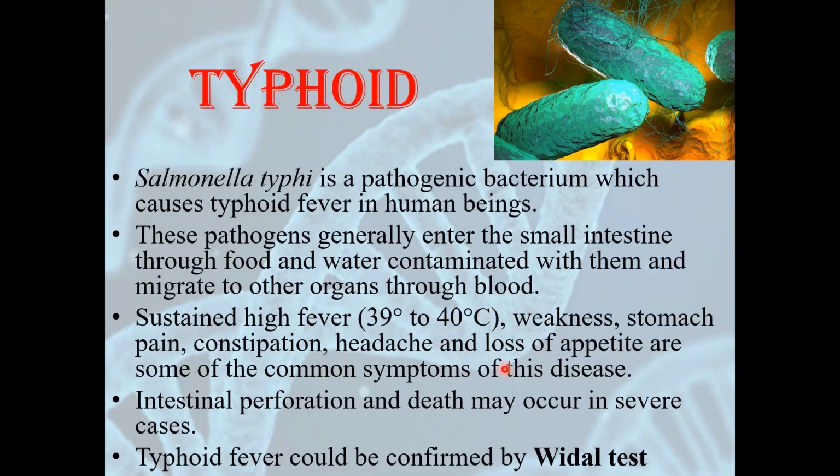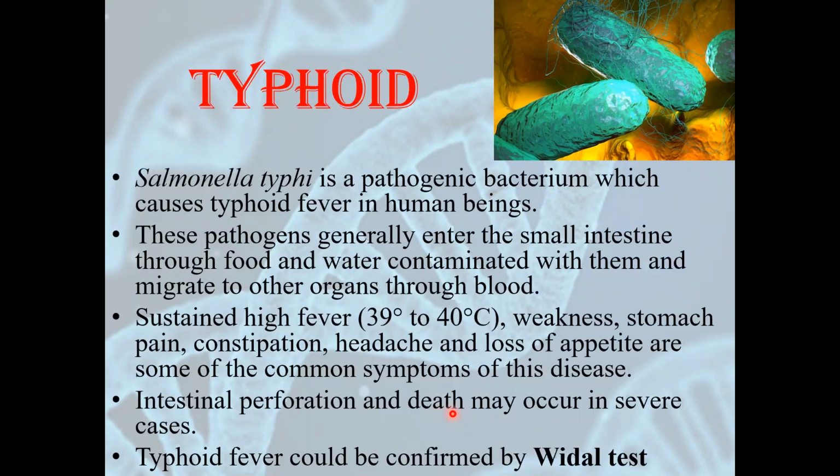Now, these are some common symptoms, but in severe cases, intestinal perforation has also been seen. Intestinal perforation means in the intestine, pores will be formed. Minute pores will be formed, and because of that, the whole system will be damaged. Our digestive system will be damaged. And because of that, what will happen? Death. So if there are severe cases of typhoid, the person is not getting proper medications or treatment is not going on properly, the person may also die.